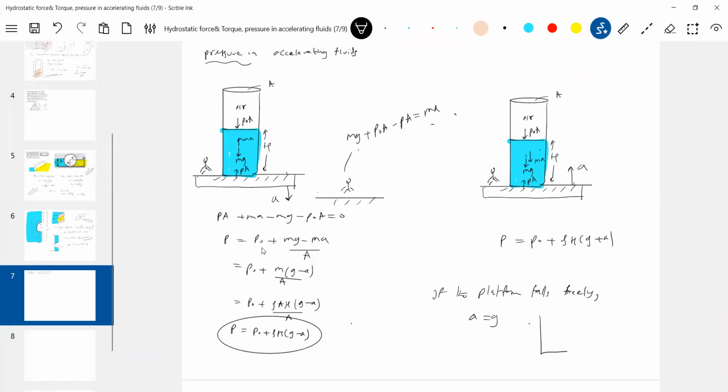Then the pressure at all points inside the liquid will be P naught. So this should be the point. You pick up any point 1, 2, 3: P1, P2, P3 equal to P naught. Here air will be there. What is the pressure at 4? It will be P naught.